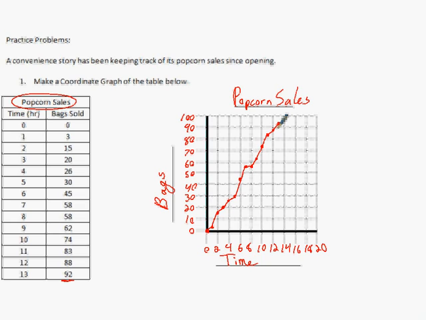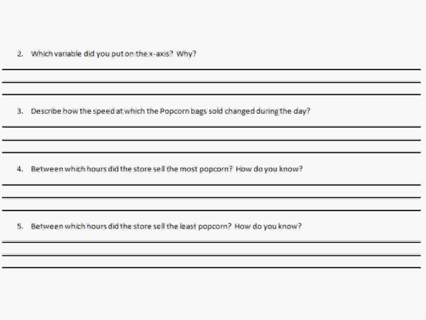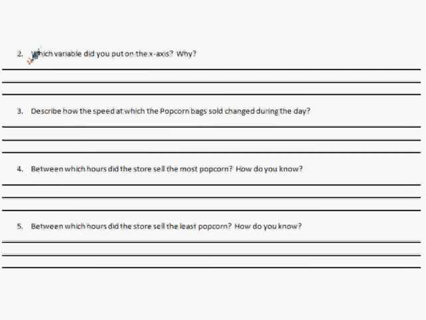Now let's answer some questions about it. Which variable did you put on the x-axis and why? Well, if you remember what I said when we wrote time down here, time is the independent because time cannot be changed. So time is on the bottom because time is always independent. Time is on the bottom because time is always independent.